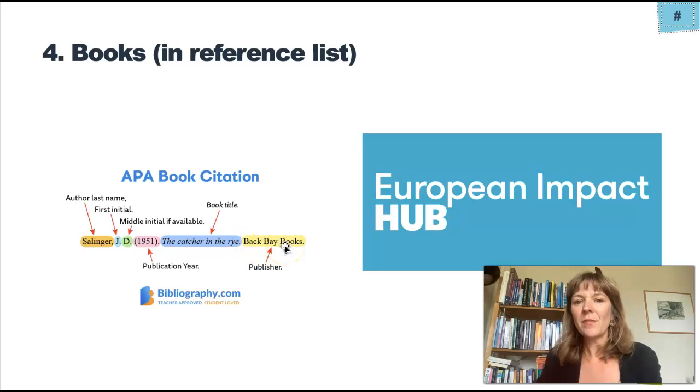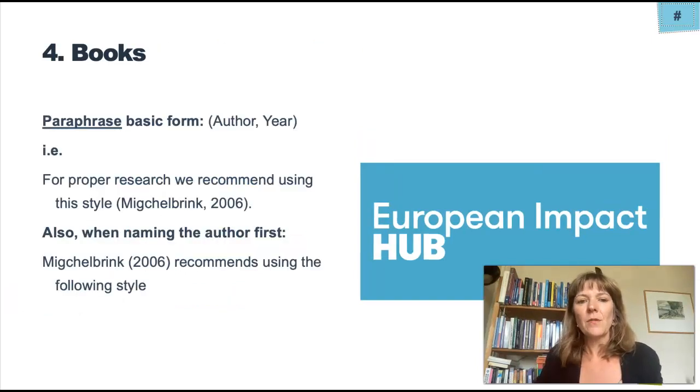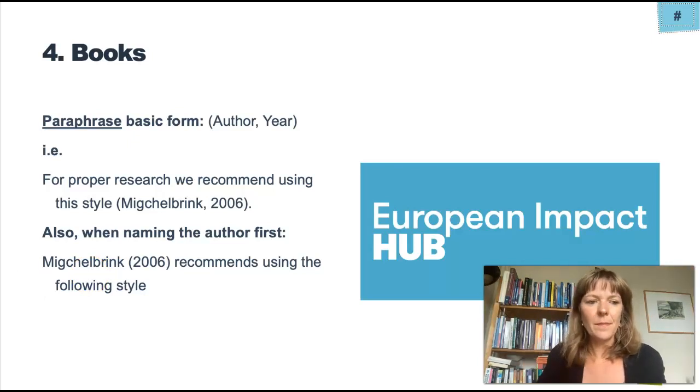But this is not something that you have to make yourself. This is APA that is making that in the bibliography section. So when you use a book, you paraphrase, for example, from the book, and then you will see at the end of the sentence, author, year. So for proper research, we recommend using this style, Michel Brink, 2006, and then you end the sentence. But you can also use the author first and then only use the year.